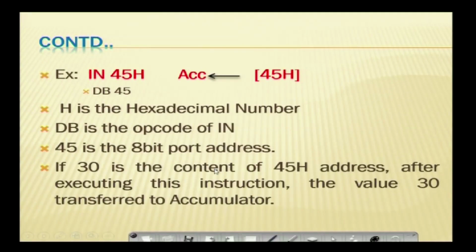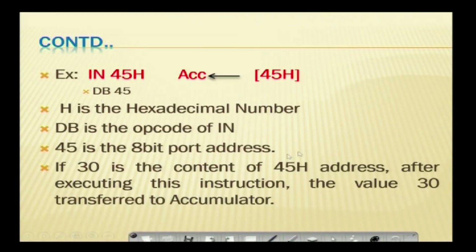Now, we assume 30 is the content of 45, that is, of the port address. The port address has some value, and that value we have to move to the accumulator. We are not transferring 45 to the accumulator; we are transferring the content of the port address into the accumulator. So, 30 is the content of 45, and after executing, the accumulator value is 30.